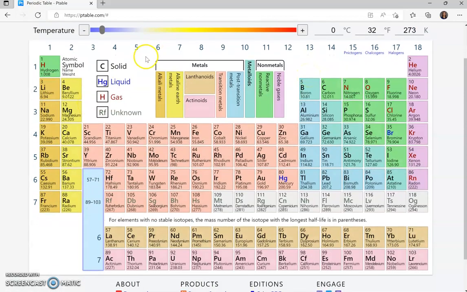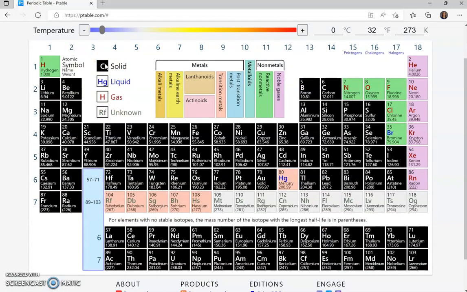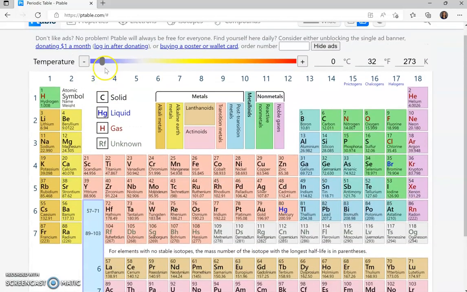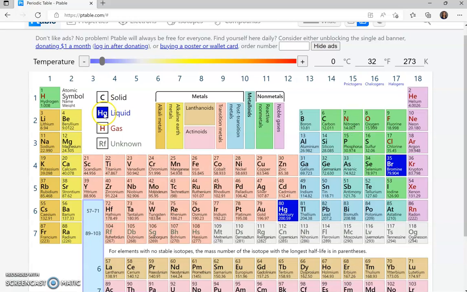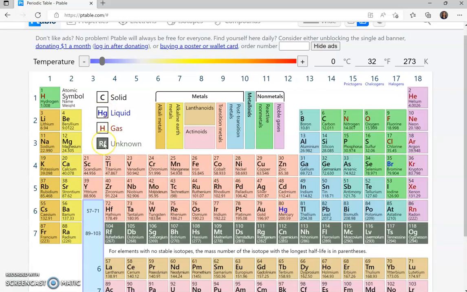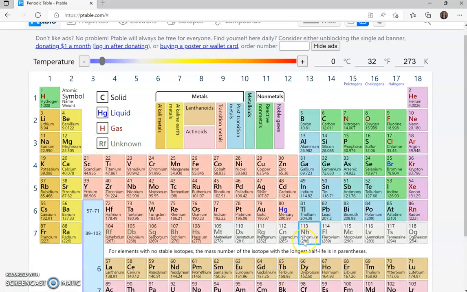Also, the periodic table, you can look at it in terms of solid, liquid, and gas. So up here you can change that, but these are all of the solids at 0 degrees Celsius, which is 32 degrees Fahrenheit, or 273 degrees Kelvin. So these are all the solids that are highlighted in black. The liquids are highlighted in blue, gases, and then you're probably wondering, why is there this weird gray group down here, and why are they labeled unknown?